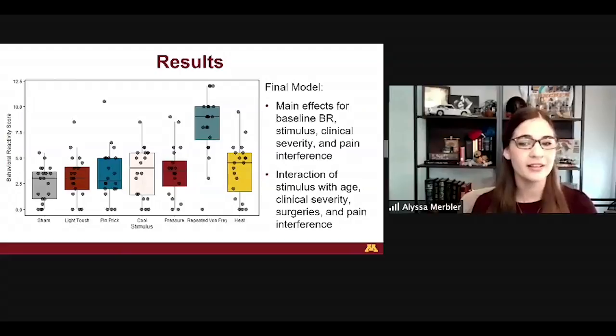In our final model, there were interactions for age, clinical severity, number of previous surgeries, and pain interference score from the previous week, so how much their pain interfered across some daily living activities. This suggests that pain experiences differentially influence reactivity. So for example, having more surgeries was associated with higher behavioral reactivity to heat and repeated stimuli, but lower reactivity to the other stimuli.